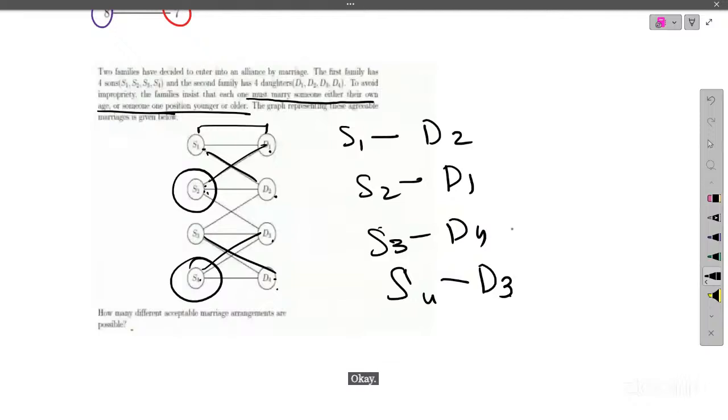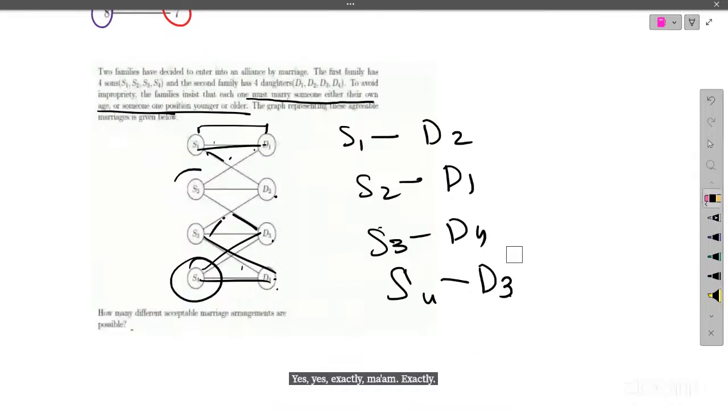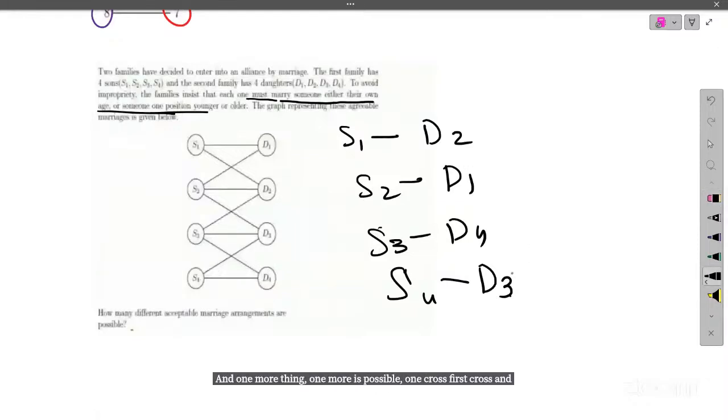So if you are considering S2 to D3, because here one cross we are taking above and below. We can take one cross here and then consider the straight lines. Yes, exactly, ma'am. And one more thing, one more is possible. One cross, first cross, and remaining first two are cross and all the straights are straight lines.